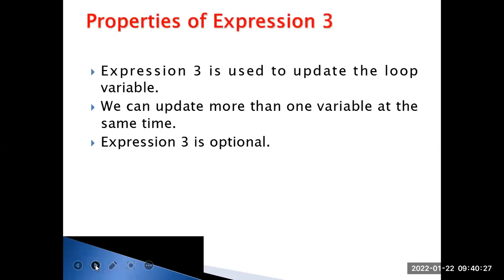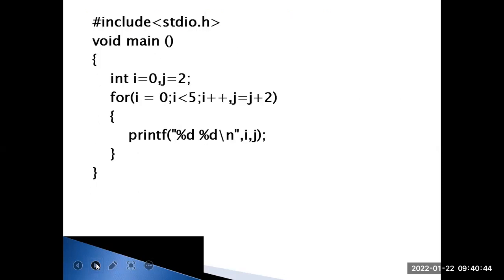Expression 3 is used to update the loop variables. Whatever variables you have defined, those variables can be updated each time the loop executes, a number of times. It is also optional. You may use it, or may not use it. If you do not use it, then it automatically goes to testing the condition itself. Straight away it will move to testing the condition.